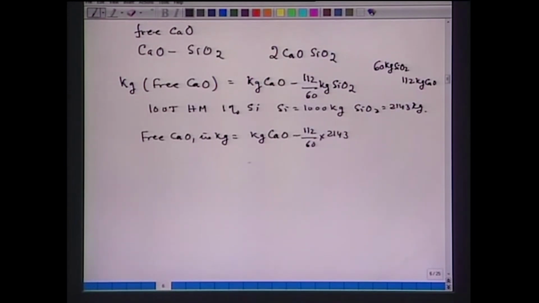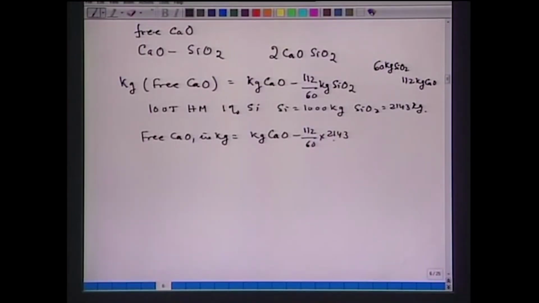What does that mean? That means that free CaO in slag will only be available when the added amount of CaO is greater than 112 by 60 into 2143. Now, this comes to kg CaO minus approximately 4000 kg calcium oxide. So, only that CaO which remains after subtracting this amount is the free CaO, and that can take part in the reaction, for example, for the removal of phosphorus.